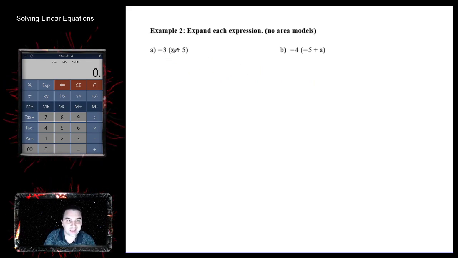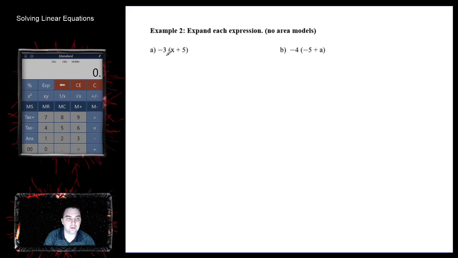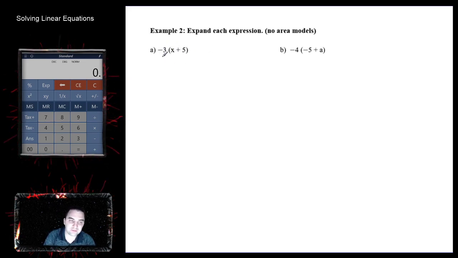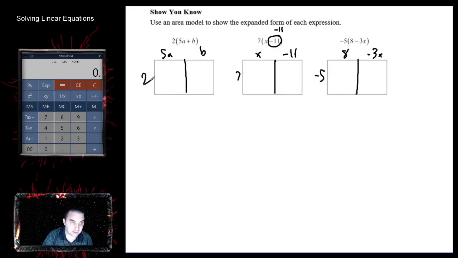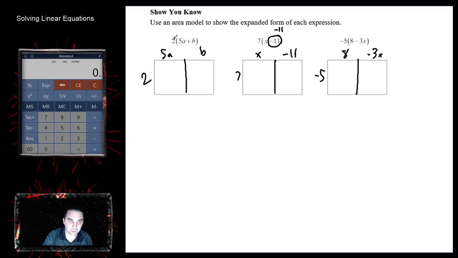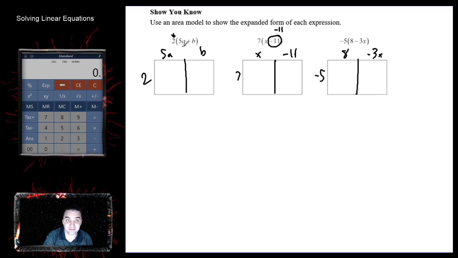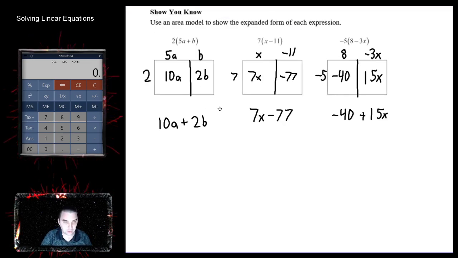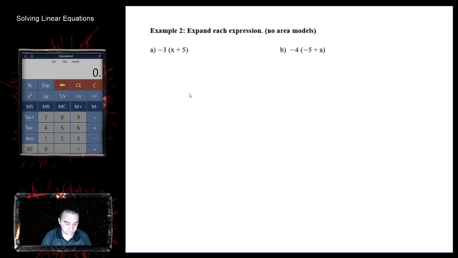When you are looking at negative 3 times x plus 5, what really happens, if you look back to the area model, is you are multiplying the first number, the one in front here, by each of the individual parts inside. And that's what the distributive property actually does. I minimized it here. All right, so let's give that a shot.